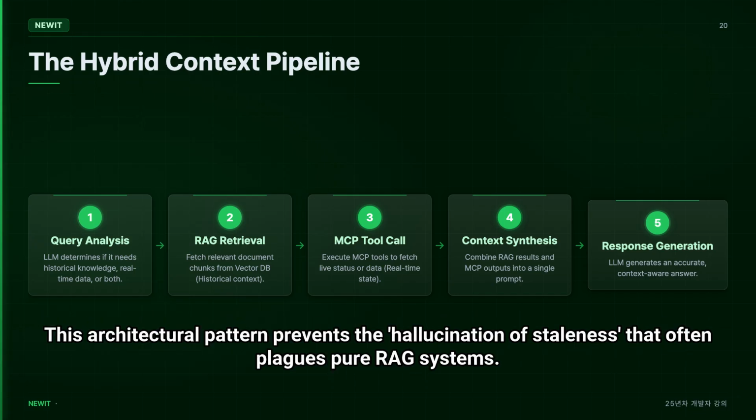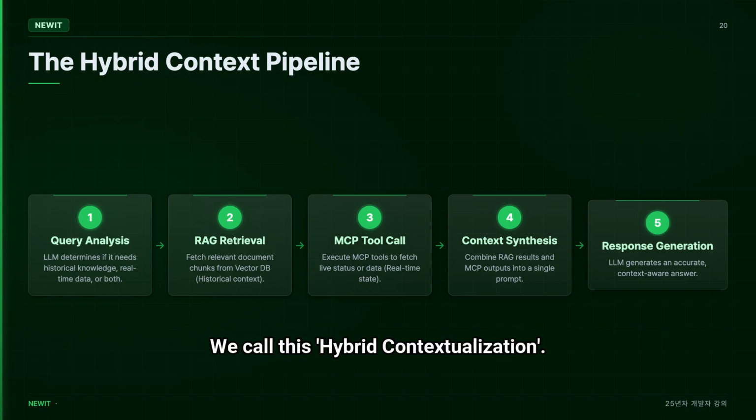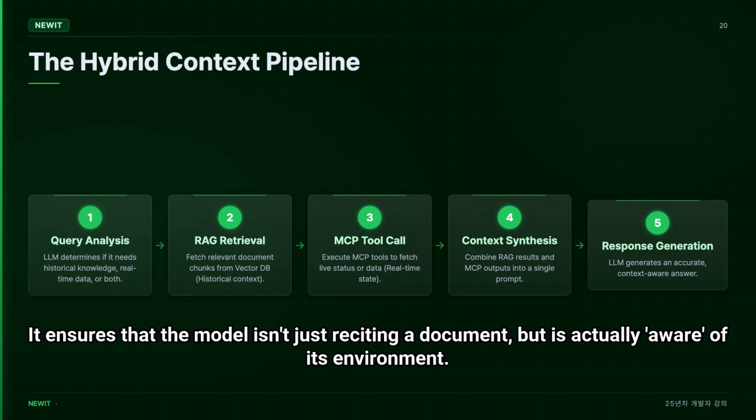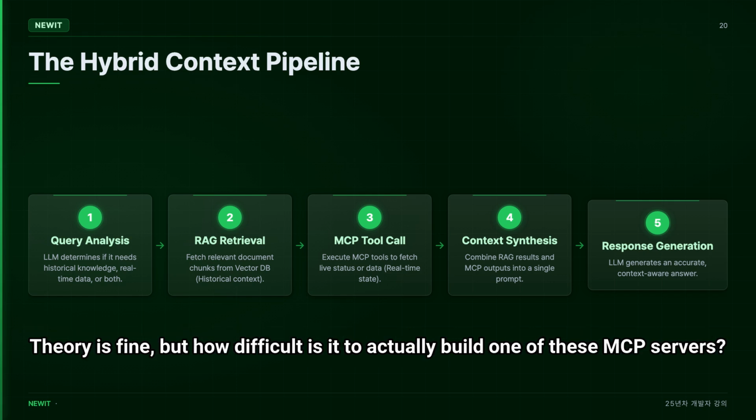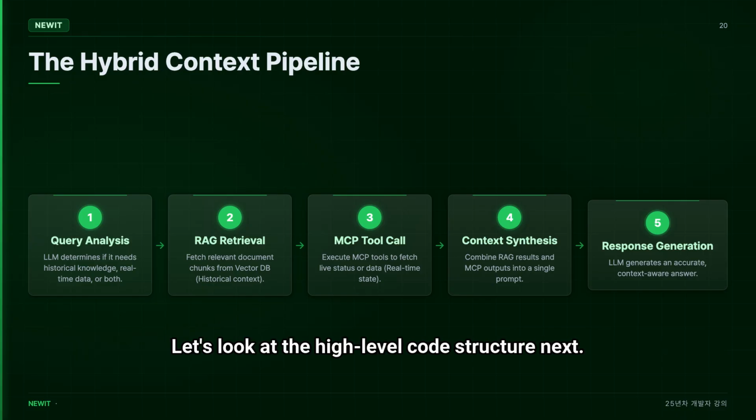This architectural pattern prevents the hallucination of staleness that often plagues pure RAG systems. We call this hybrid contextualization. It ensures that the model isn't just reciting a document, but actually aware of its environment. Theory is fine, but how difficult is it to actually build one of these MCP servers? Let's look at the high-level code structure next.